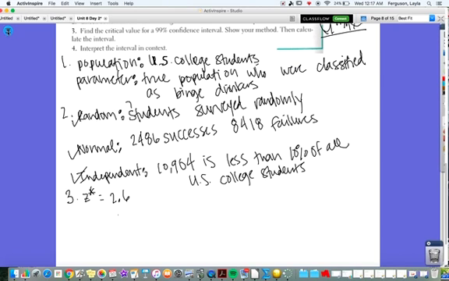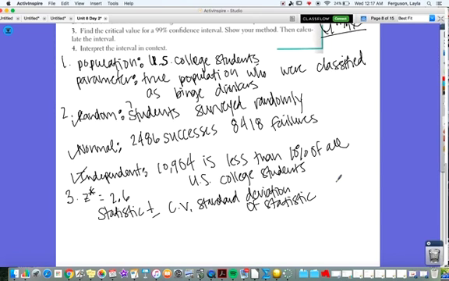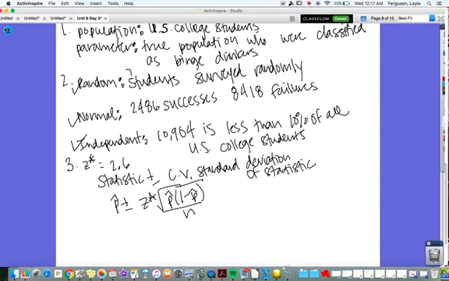All right, so if we are using 2.6, we have to then use our formula that we talked about earlier. So that would be statistic plus or minus the critical value times the standard deviation. So we're going to say p hat plus or minus the critical value, so the Z star, times the square root of p hat times 1 minus p hat all over n. All right, our p hat is going to be the number of successes, so 2,486 out of the 10,904.